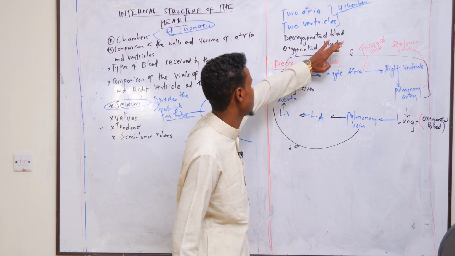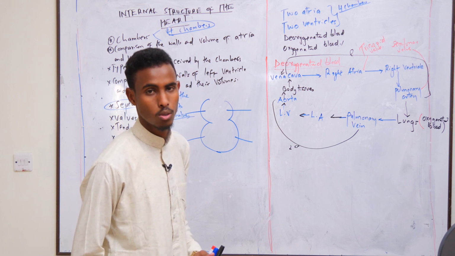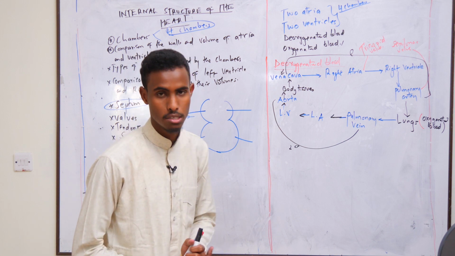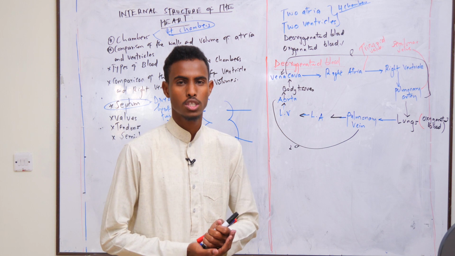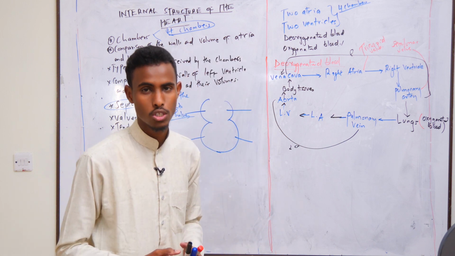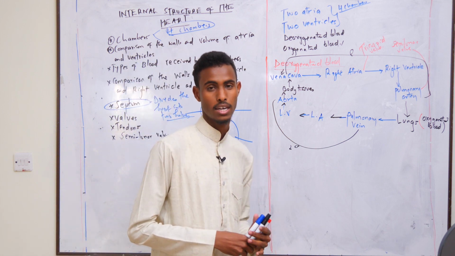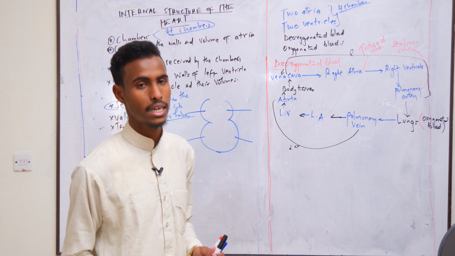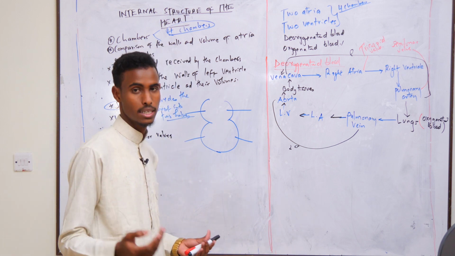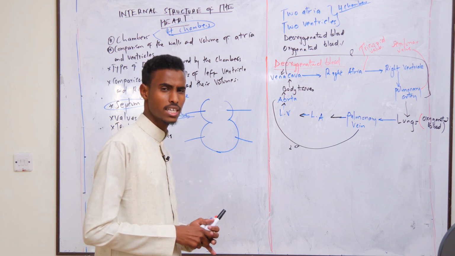Because it has 2 circulations, we say that the double circulatory system is exhibited by mammals, as opposed to the single circulatory system where blood passes only once through the heart. Such organisms only have 1 atrium and 1 ventricle. An example is the fish. Very good.